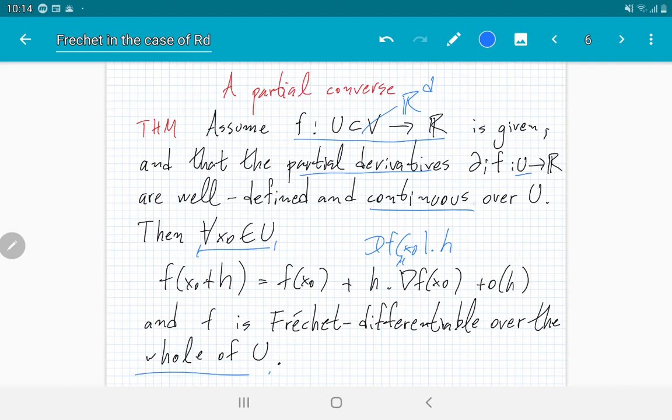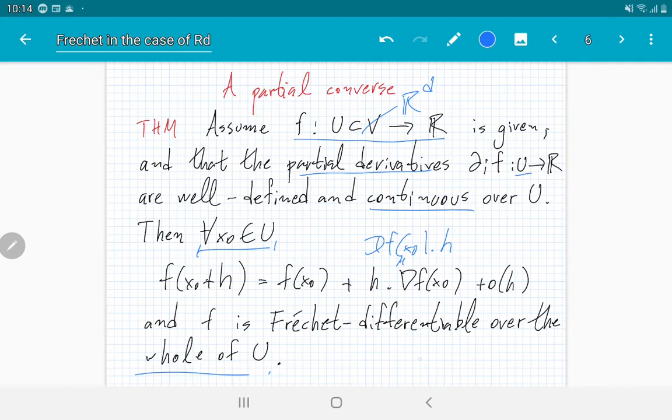Why is the gradient continuous? Well, the gradient is made up of coordinates. All the coordinates are continuous functions. Therefore, the gradient is a continuous function of the point x0. But we're not going to use that directly. I mean, you're going to use it in the proof, but let's see how it goes, right?